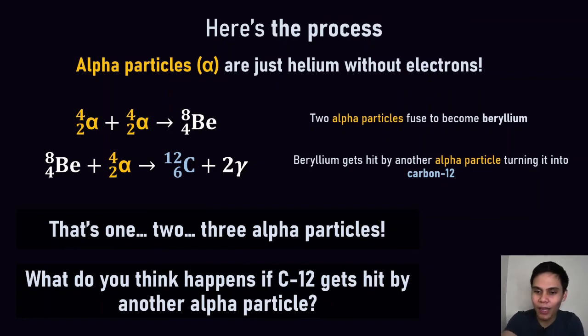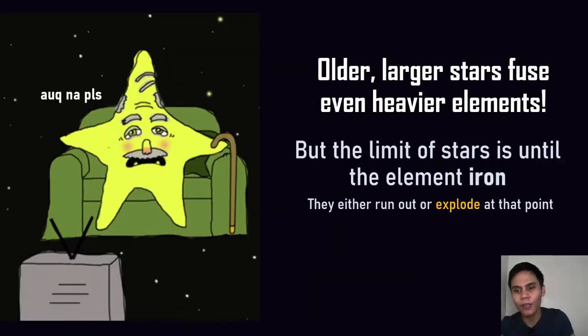So again, it's the triple alpha process because there's one, two, three alpha particles. And if we put them all together, we get C12. Now, if C12 gets hit by another alpha particle, what do you think would happen? This will be one of the questions you will find in your brainstorm activity. So I'll leave that for later.